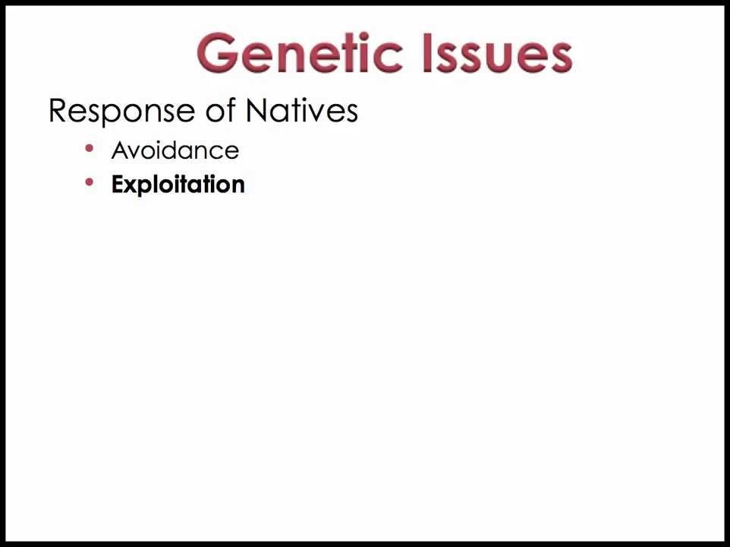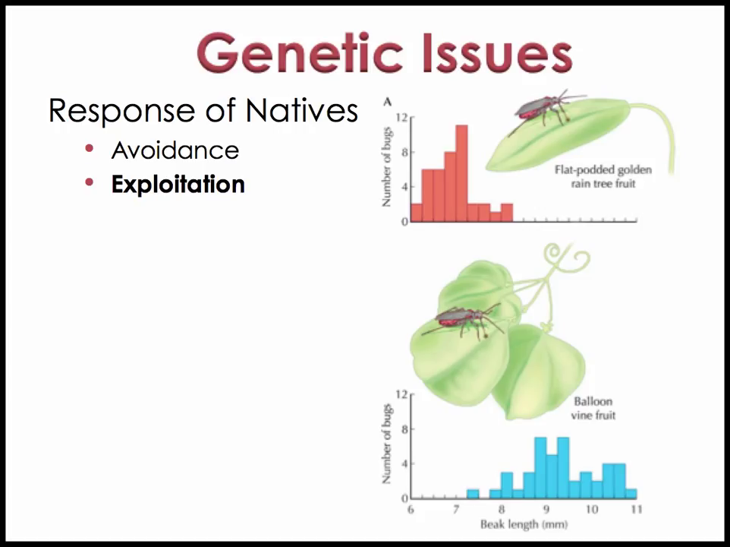Another example is of exploitation. So here we have the soapberry bug, and initially it was using the balloon vine fruit here, and as its items of eating, it was eating the seeds of this balloon vine fruit. And to get into these hard casings on this balloon vine, it has a very large mouth or beak length. You can see here it's around an average of 9+ millimeters.